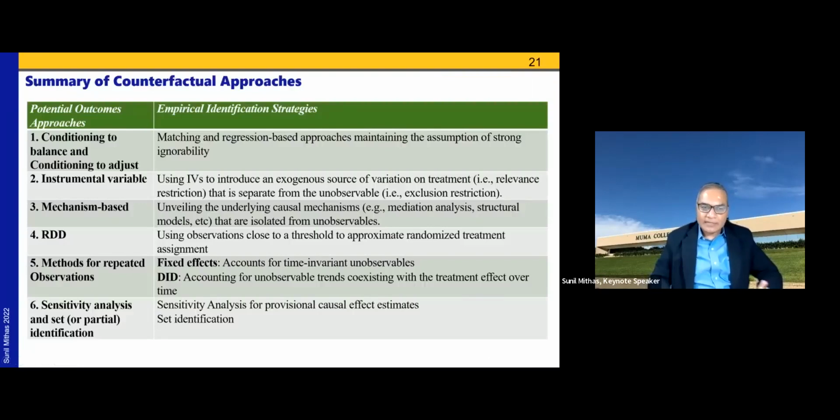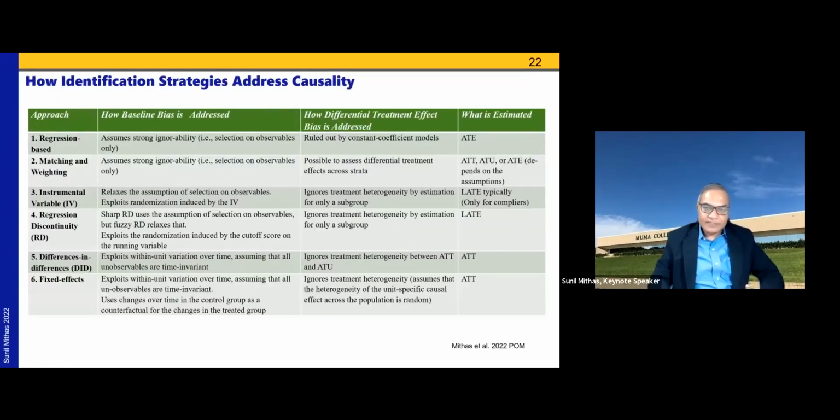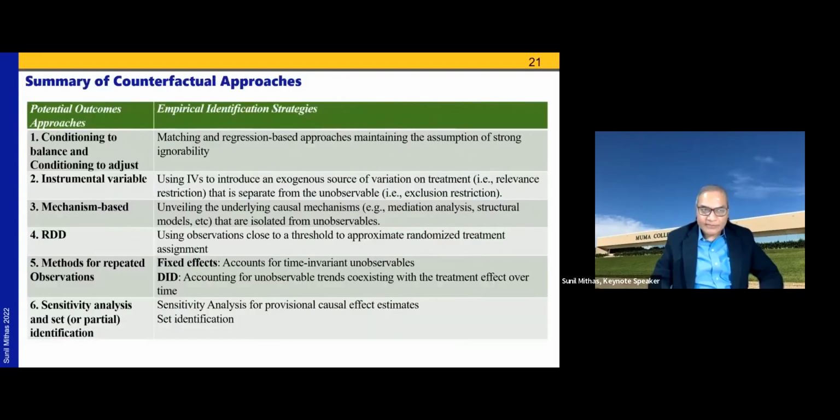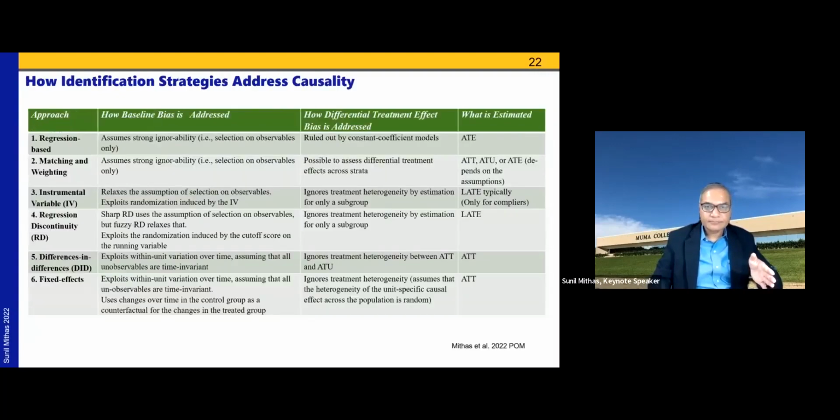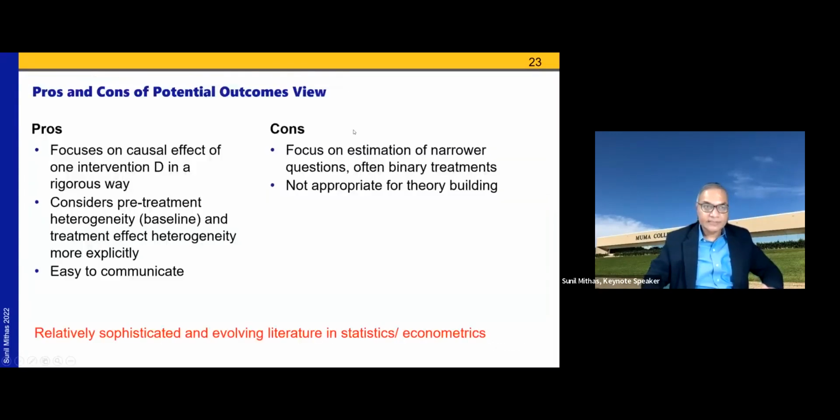So in the interest of time, I will just skip ahead and go to my, let's say, concluding slides. So the point I want to make through these slides, and I'll be happy to send these slides out to you, is that each of these approaches within the potential outcomes or counterfactual approaches, they have their own set of assumptions. And under those restrictive assumptions, you can assess or you can attribute causality to one causal effect that you might care about. Okay. And they help you to also deal with these two problems of the baseline bias and the differential treatment effect bias.